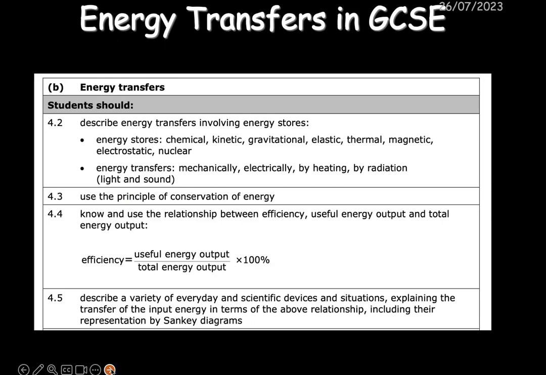Then I show students what we will cover in the first section, which is really to do with energy transfers. Now there has been recently a change in some of the vocabulary used in GCSE exams. So we now have 8 stores of energy, and they're listed here as chemical, kinetic, gravitational, elastic, thermal, magnetic, electrostatic, and nuclear. And you'll notice there is no reference to electrical energy, and there is no reference to sound or light. This is something that I point out to students.